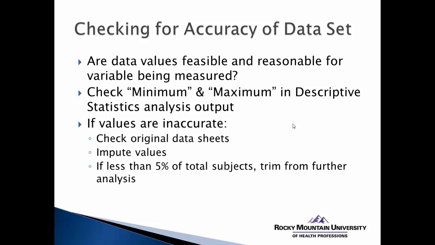First, we want to check the original data collection sheets or the original data record, make sure that it wasn't a data entry error, and make sure that those can be corrected. We may have to impute the value, in other words, predict what the value probably would or should have been. Or again, if we have less than 5% of total subjects, we can trim those inaccurate data points from further analysis without worrying about how that might affect further analysis.